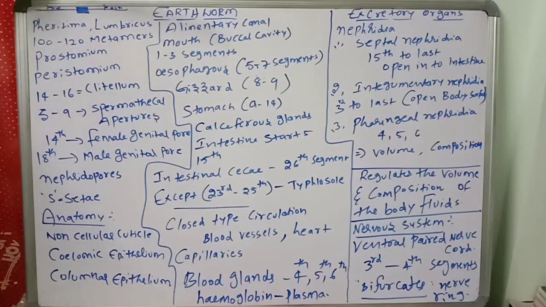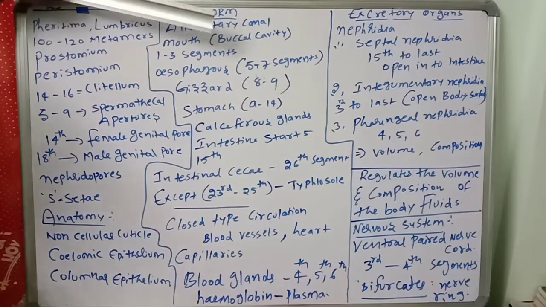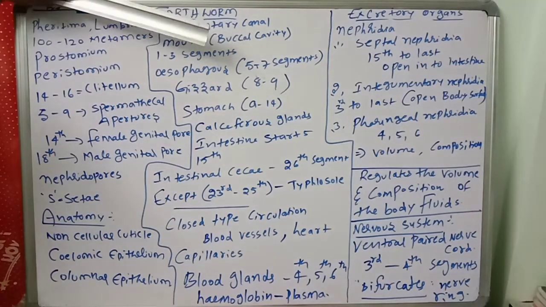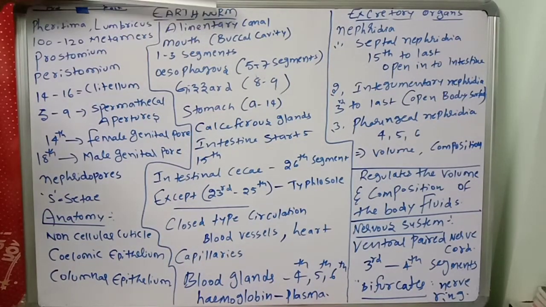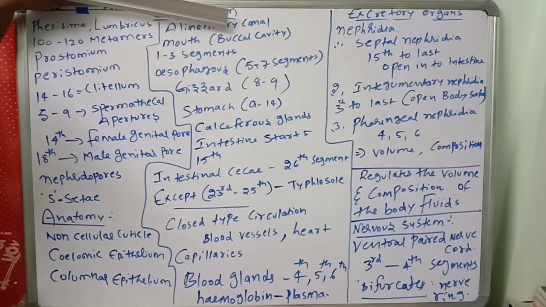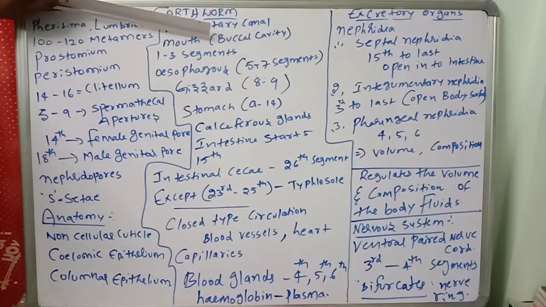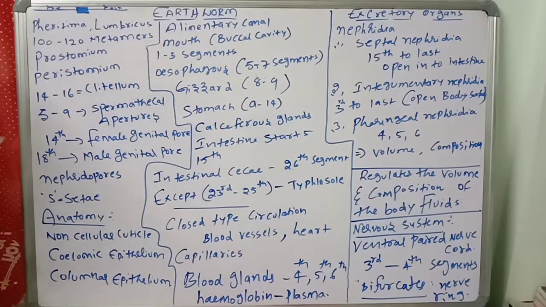Now come to the digestive system. The alimentary canal is a straight tube and runs between the first and last segment. The mouth opens into the buccal cavity. Which segments is the buccal cavity present in?